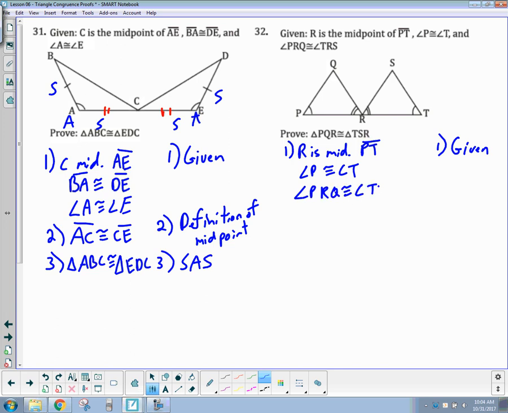2. Yeah, let's mark up some ideas. Angle P and angle T are congruent. QRP and SRT is congruent, or TRS. I said it backwards. Okay. R is a midpoint again, so that means we can mark PR and RT. Let's write it. So PR is congruent to RT. And again, definition of midpoint.